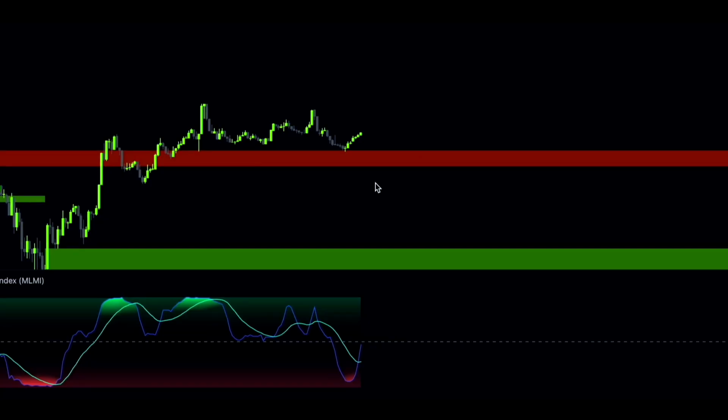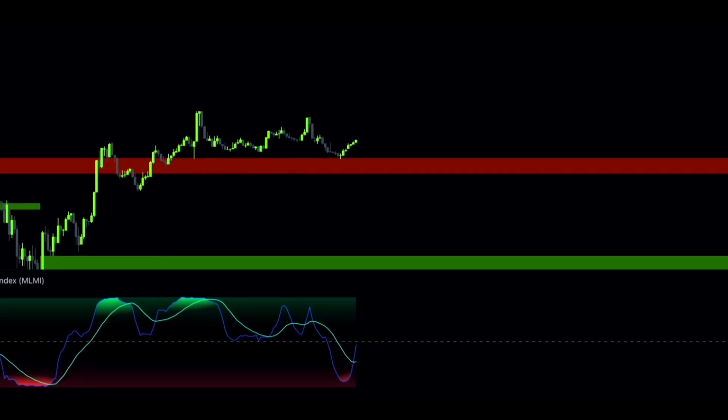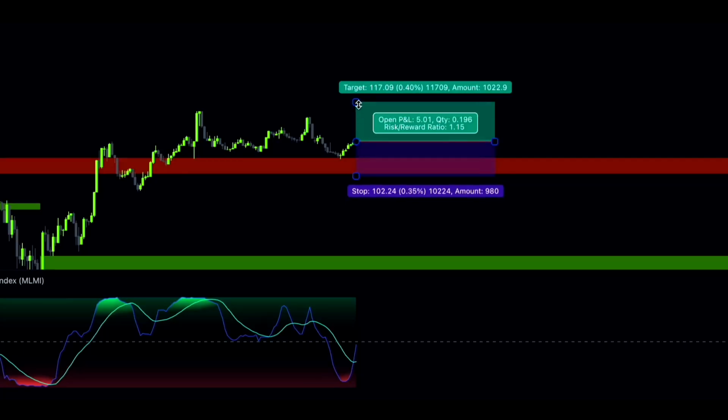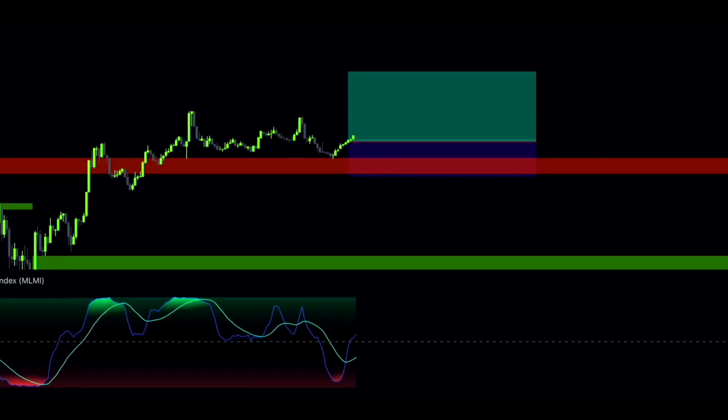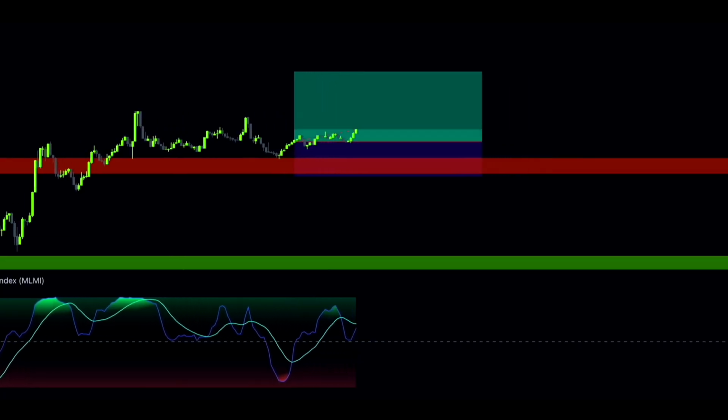However, there's one crucial condition. When the price returns to this demand level, the machine learning momentum index must enter the oversold zone and trigger a bullish crossover. Only then do we place a buy order. Set your stop loss just below support and use a fixed take profit target or trailing stop. Let's see how this plays out in practice.